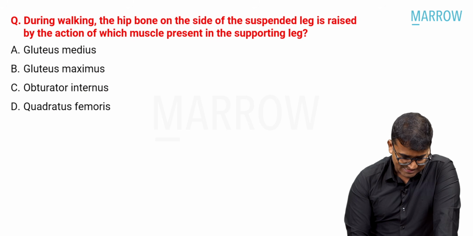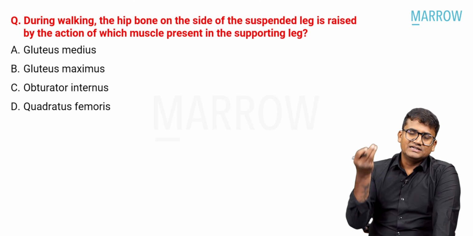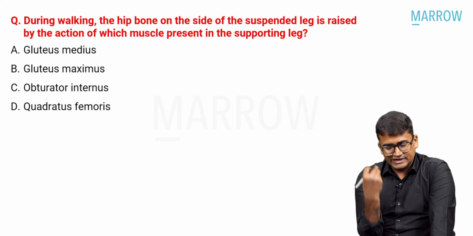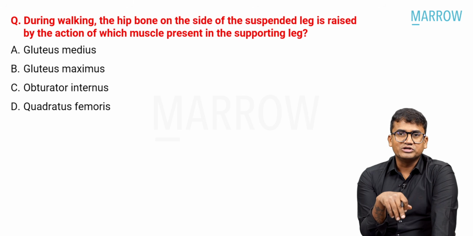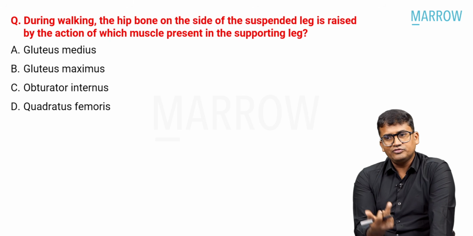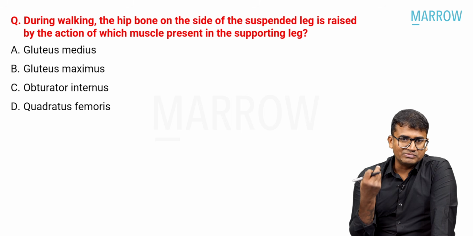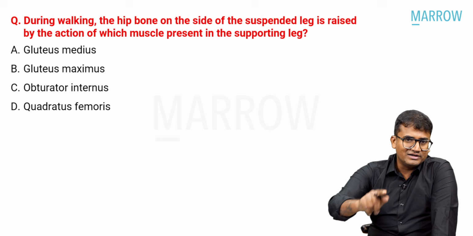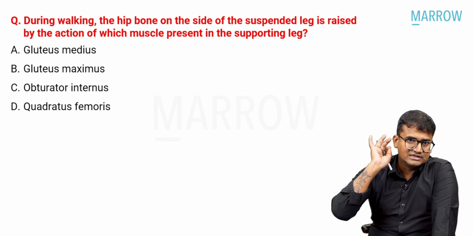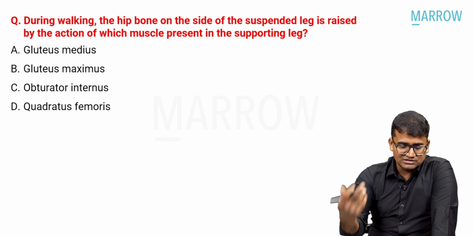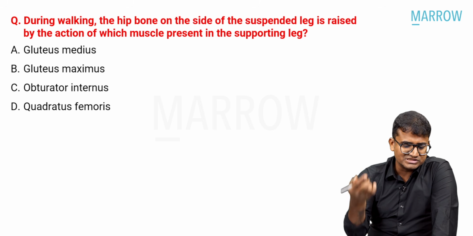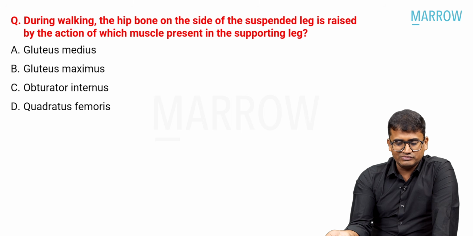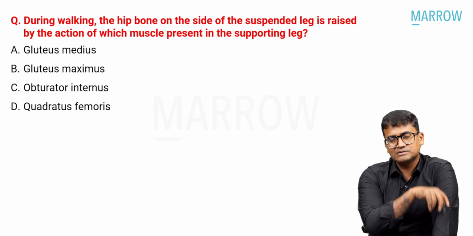Right. Next, last question. Again, I am saying, every year from 2016, in AIIMS and INI-CET exams, they are getting one question from the lower limb, from the gluteal region topic. Even this year, 2024 November INI-CET, they gave a question from the lower limb gluteal region. In NEET, definitely you will get a question from the leg region. NEET leg, INI-CET gluteal region. Again, a very simple question. During walking, the hip bone of the side of the suspended leg is raised by the action of which of the following muscles present in the supporting leg?